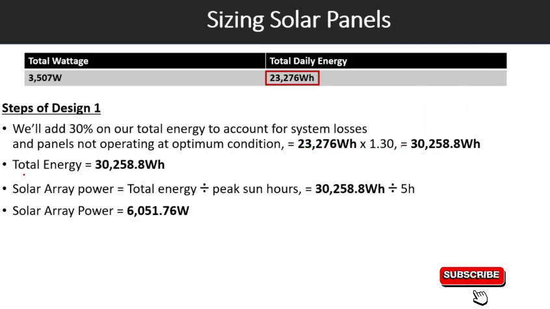You can see here our total energy right now is 30,258.8 watt hour. This is what we are using right now to size our solar panels. We are no longer using this one from our load analysis because we have added an additional 30% to it. So I am not using this one again. We are using this 30,000.